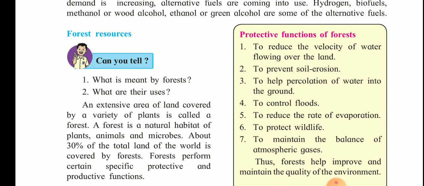Now, what are their uses? There are many uses of the forest. The forest is a natural habitat of plants, animals, and microbes. Forests help improve and maintain the quality of environment. It helps in prevention of soil erosion, helps to control floods, protects wildlife, and maintains the balance of atmospheric gases. We get many medicinal plants from forests which help in treatment of various diseases. Examples: adulsa, bale, neem, periwinkle, avla, tulsi, cinnamon.